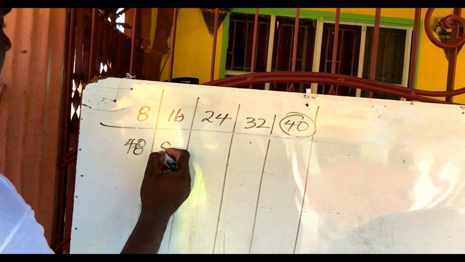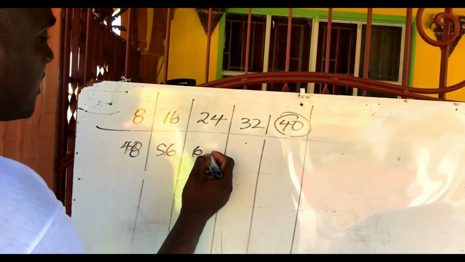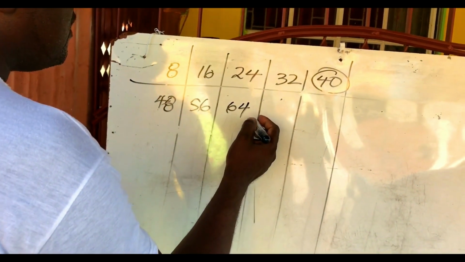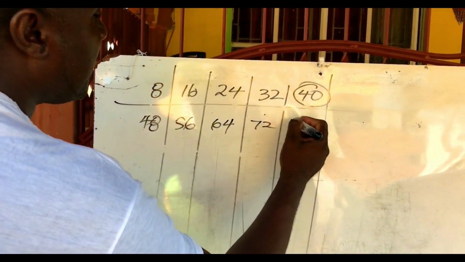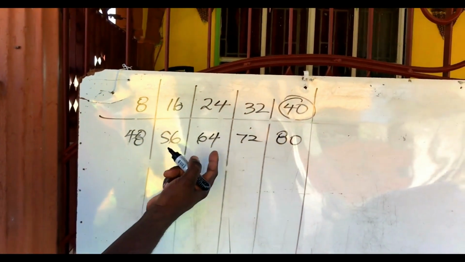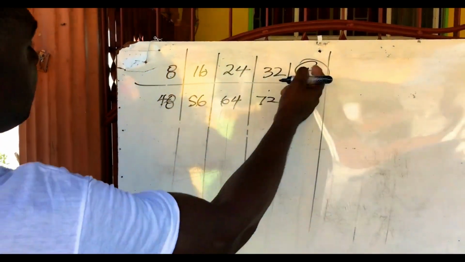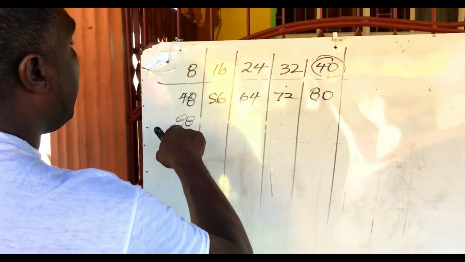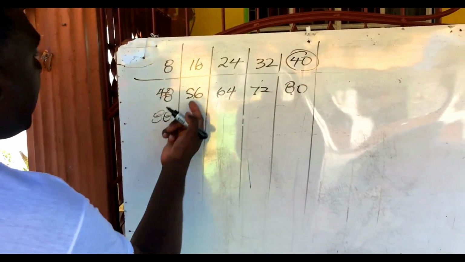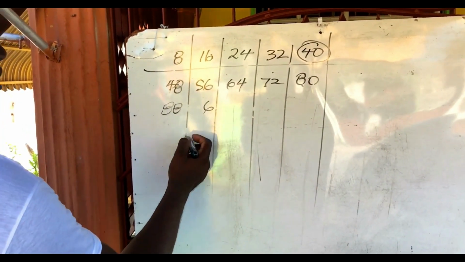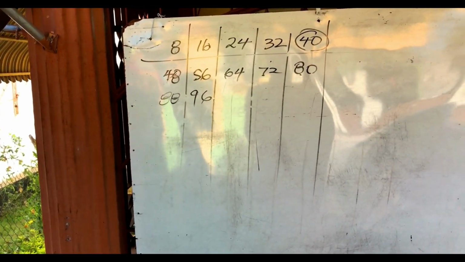So 8 sevens now is 56. This one must end with 4, so it's 4 5 and 6, 64. Then we have 8 nines is 72, and then 8 tens is 80, and we can note we have 4 5 6 7 8. Now 8 11s is 88. That means we're adding another 8 to 10 sets of 8. And then 8 12s, we know that this must end with 6. So we have 96 right there.